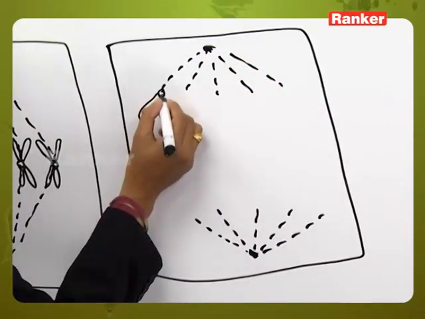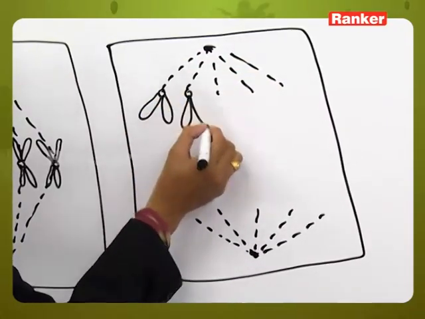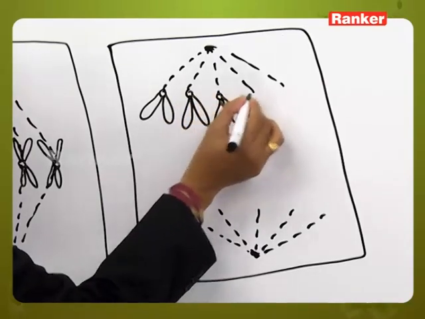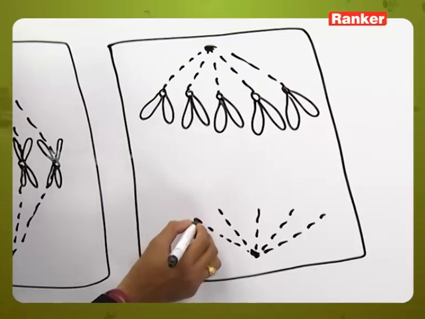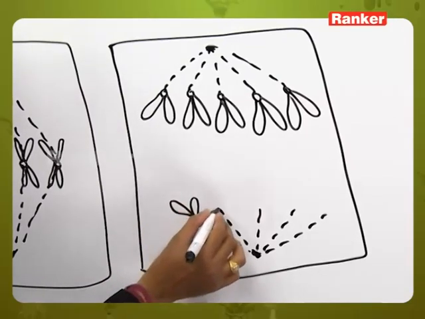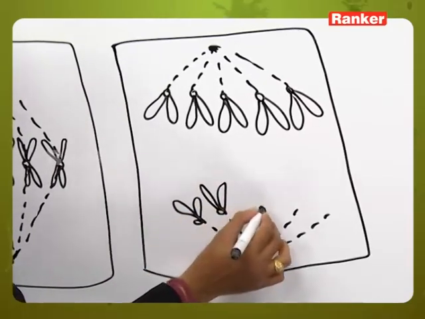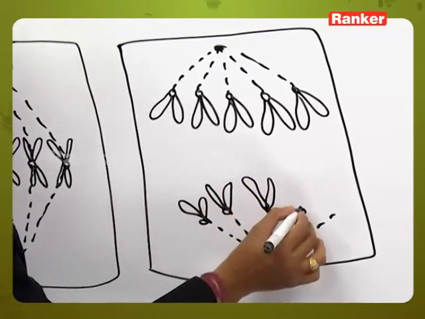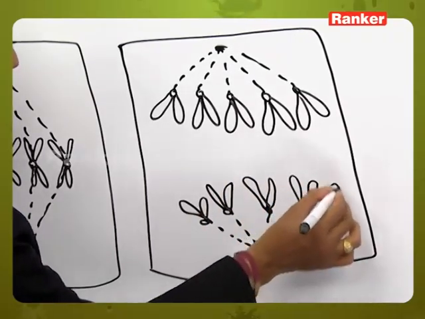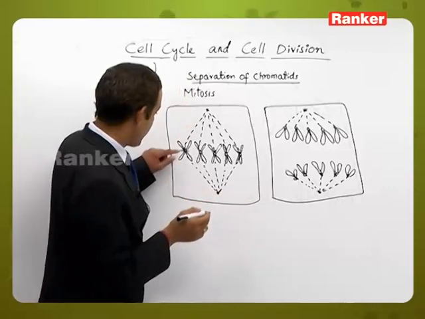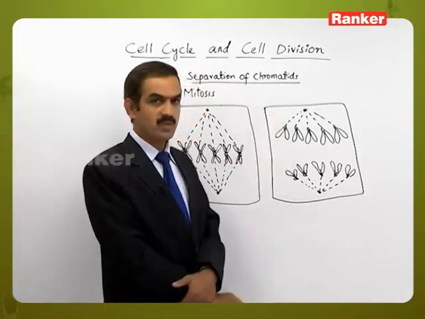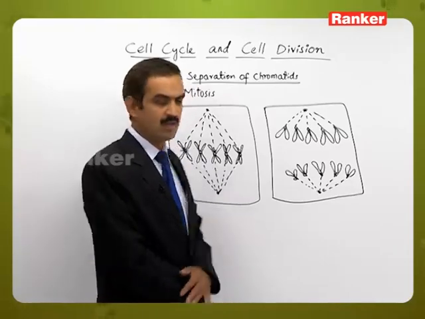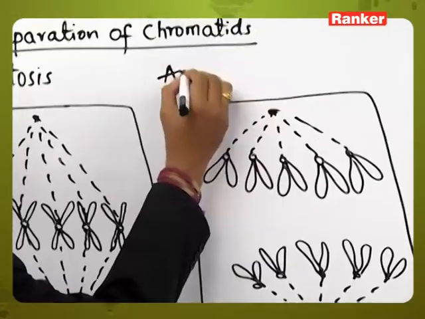Like this, we can see these chromatids are moving towards the opposite pole because of the division of the centromere during anaphase stage. So the chromatids have been split during the anaphase, and they are moving towards the opposite pole. So separation of the chromatids will occur during anaphase of mitosis.